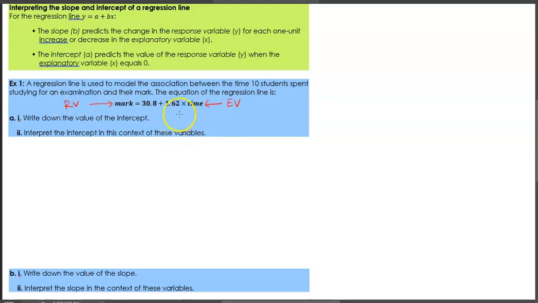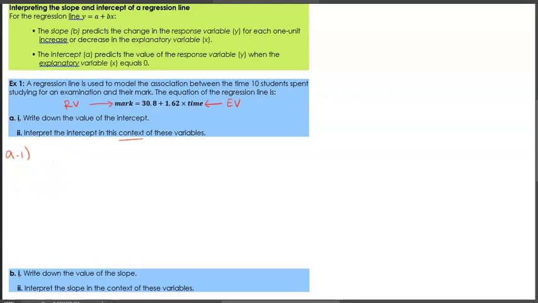But we're not making predictions now. We're not going to provide a time and then have it spit out a mark. In this case, we're going to write down the value of the intercept, and we're going to interpret this intercept in the context of the variables, or in other words, in the context of the mark and the time spent studying.